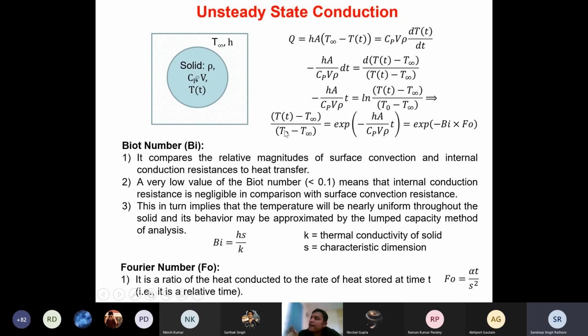All right. So is it clear? The context is clear, why Biot number is important, and why, when this analysis we can apply. Is it clear?